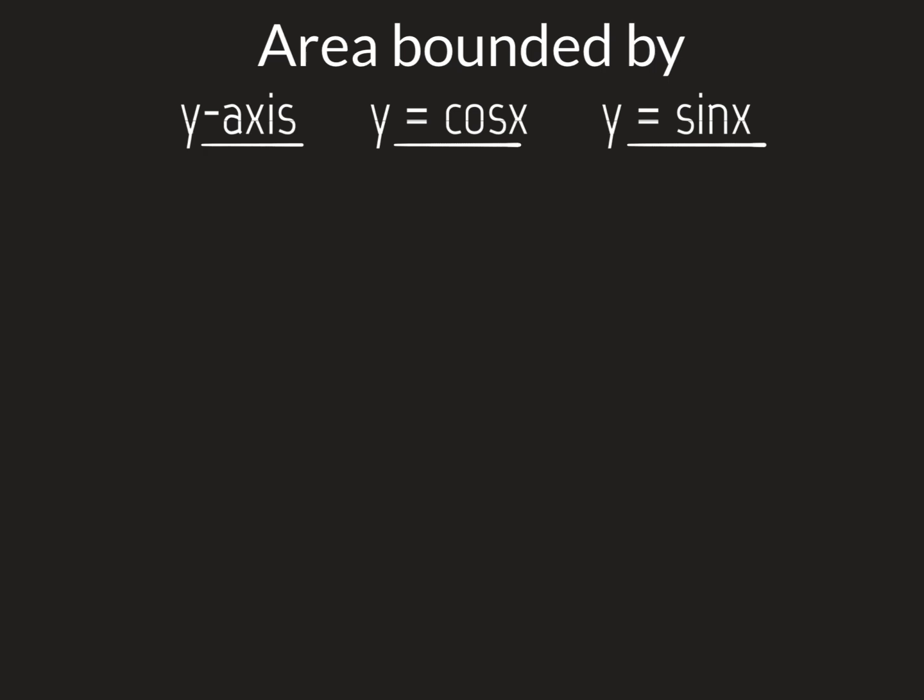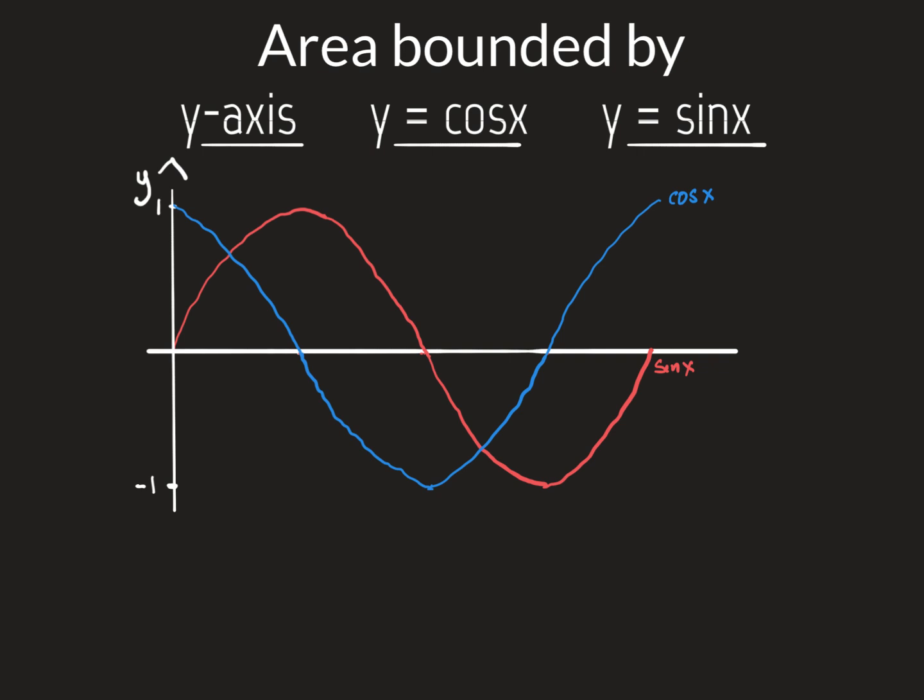I'm looking at the region which is bounded by the y-axis, the cos x and sine x. So I already have the y-axis. I now need to just draw the cos x and the sine x. So I've drawn, to the best of my ability, the sine x and the cos x. The cos x is in blue and goes down here, and the sine x is in red.